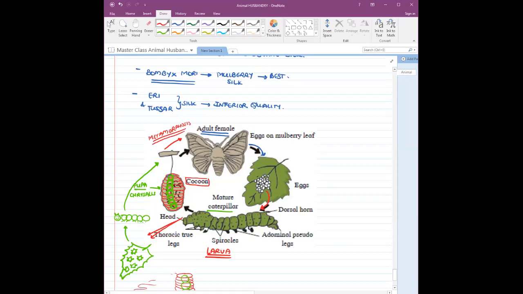And by metamorphosis, what is going to happen? The caterpillar is now going to give rise to your wings. It is going to be completely a different structure altogether. And then it breaks open this cocoon and then it flies off. But if the cocoon is broken open, the silk fibers are broken. And if the silk fibers are broken, then it is of no use. So if you have to make silk, guys, you have to do it in this stage only. That is how it works.